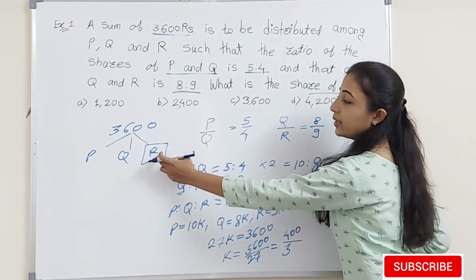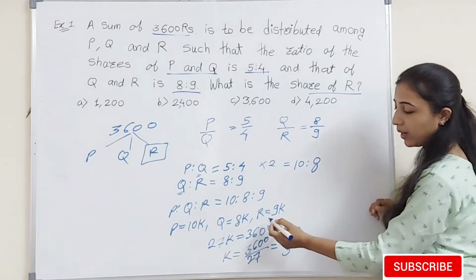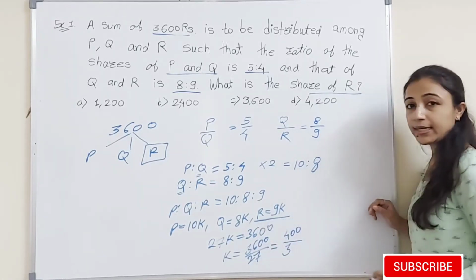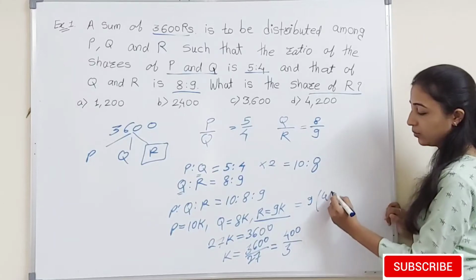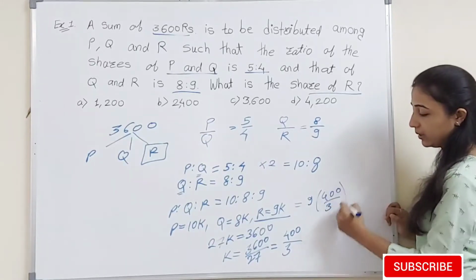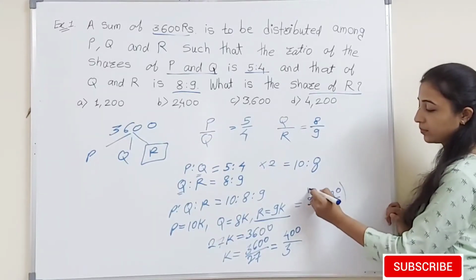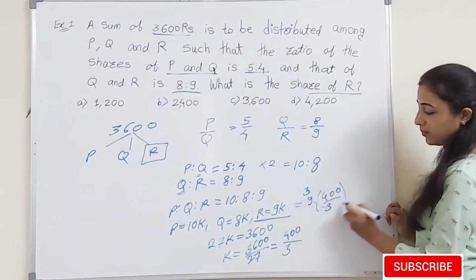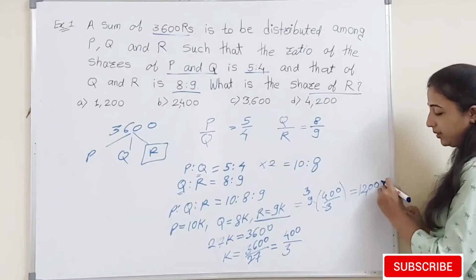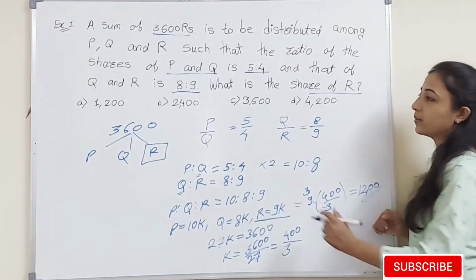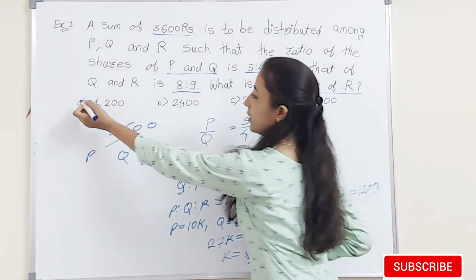And the question is to find the share of R. The value of the corresponding R is 9K. So put the value of K, then it is 9 into 400 divided by 3. That is nothing but 1200. So the answer to our question is option A.